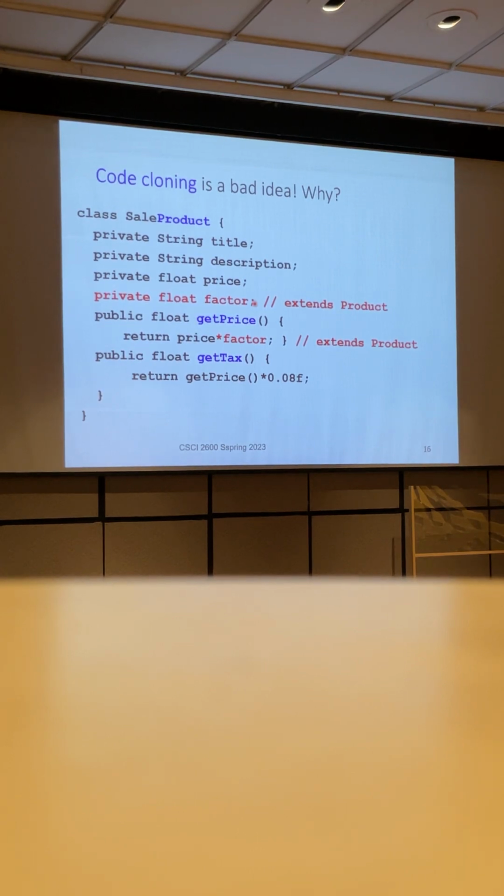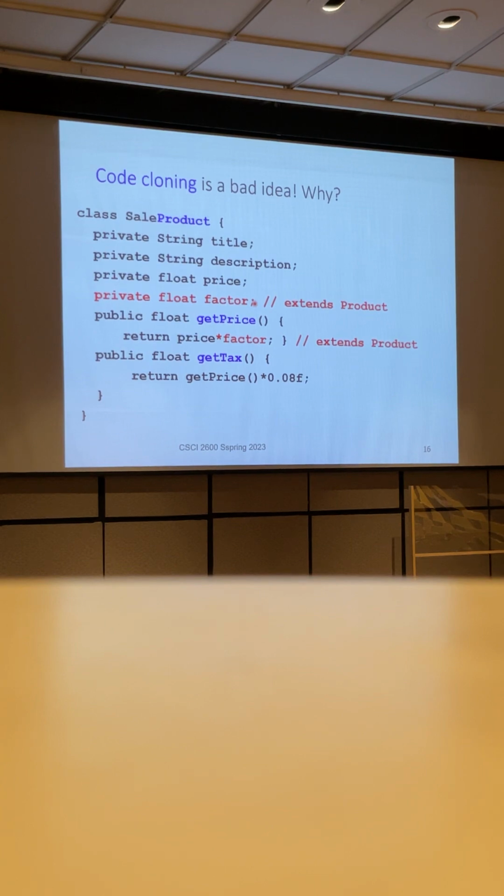Again, true subtyping does not require two types to be a superclass and a subclass. So we can totally write Product and SaleProduct that are not inherited from each other, but that are true subtypes, because true subtyping is about behavior.